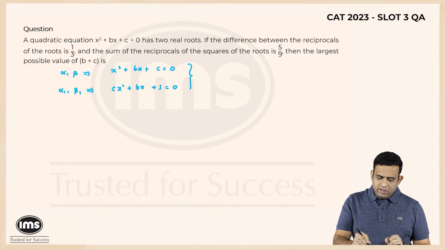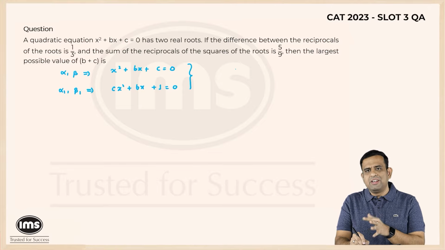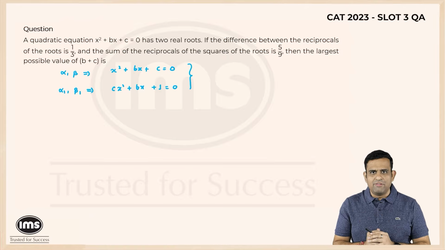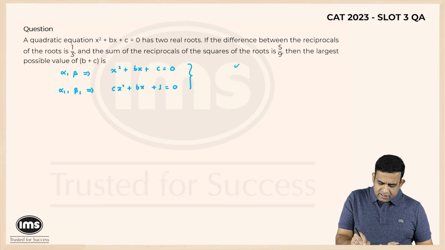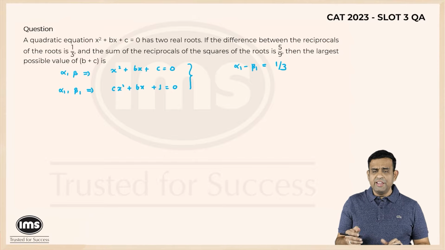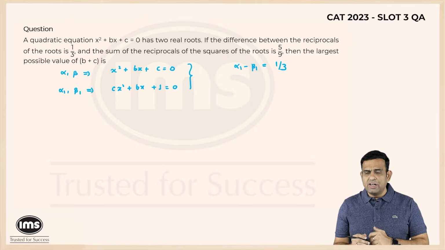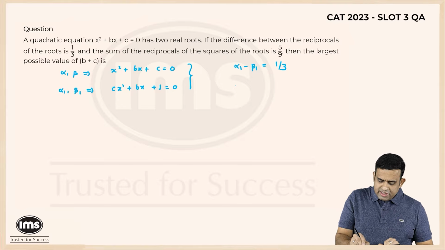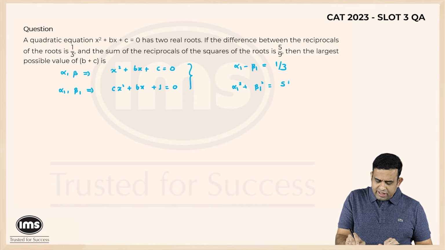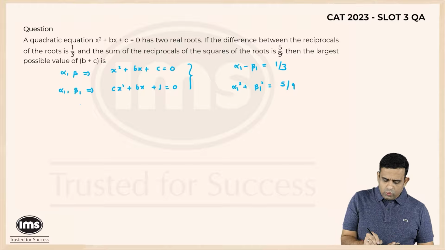Now what is given to you? The difference between the reciprocals of the roots is 1 by 3, so they have given mod of 1 by alpha minus 1 by beta. In short, alpha 1 minus beta 1 is given as 1 by 3. Then 1 upon alpha square plus 1 upon beta square is equal to 5 by 9. So alpha 1 square plus beta 1 square should be equal to 5 by 9. Now alpha 1 plus beta 1 is equal to minus b by c, and alpha 1 into beta 1 is equal to 1 by c.